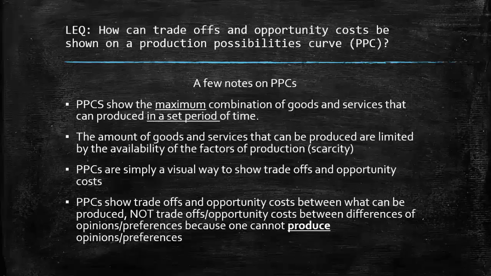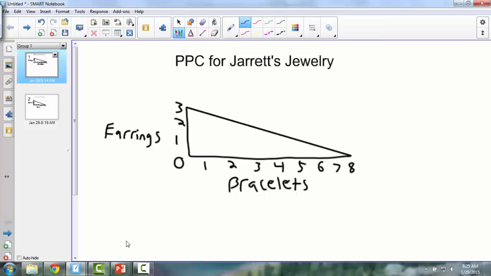Okay. Now, here's something important to know. Some students get confused here, especially on the project that we're going to be starting here shortly. PPCs show trade-offs and opportunity costs between what can be produced, not trade-offs and opportunity costs between things like differences of opinions or preferences, because you cannot offer to sell opinions or preferences. Now, I normally wouldn't put that in there, but the past several semesters I've had students be confused there. They'll try to do the PPC between people who prefer Androids and people who prefer iPhones, and that simply does not work because they are not producing anything. So let's go into, okay, so what we have here is the PPC for Jarrett's Jewelry.